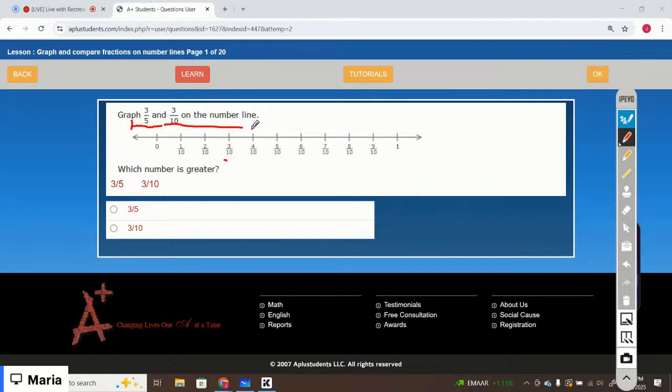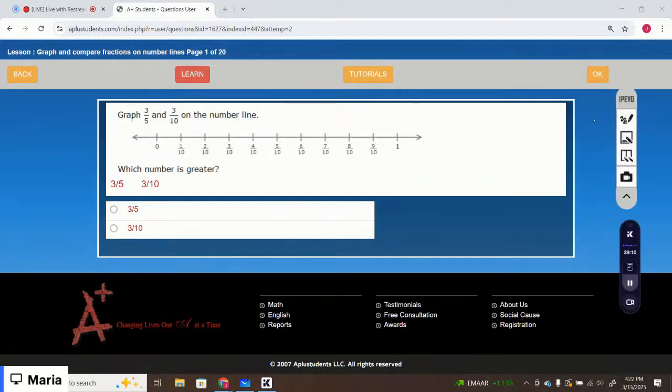Same length, that has 5 equal segments. 1/10, 2/10, 3/10. Here is 3/5, sorry. Here is 3/10 and here is 3/5. 3/5 is almost near to 1. That means 3/10 is less than 3/5. The question is which is greater? That is 3/5. Option number 1 is the correct option.